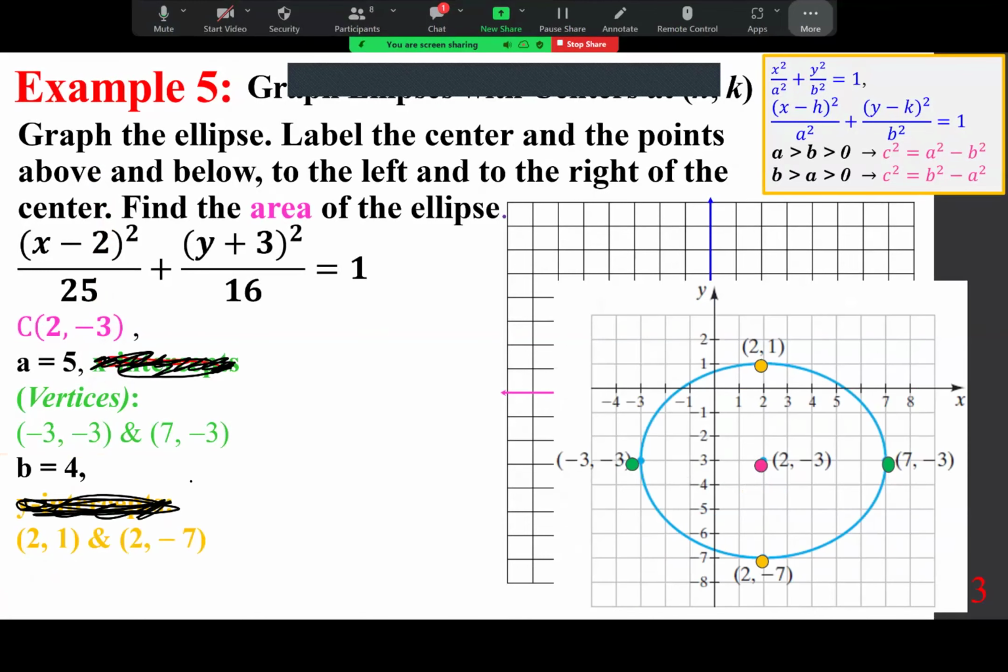And the graph looks like that. As far as the area, it is pi a b, which makes it pi times 5 times 4, or 20 pi. We can calculate the foci. c squared is a squared minus b squared. 25 minus 16 is 9. So c becomes 3. So you can go 3 units to the right, 3 units to the left to find the foci. Okay.